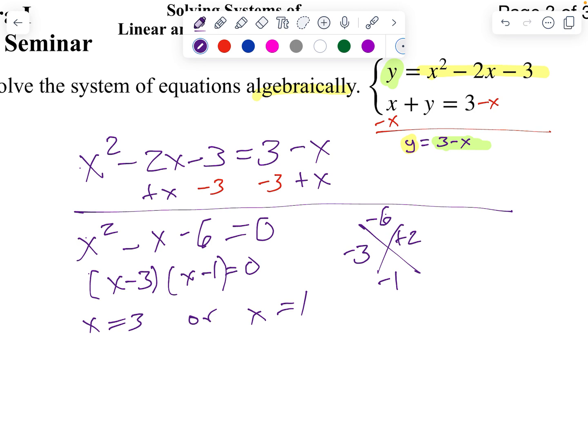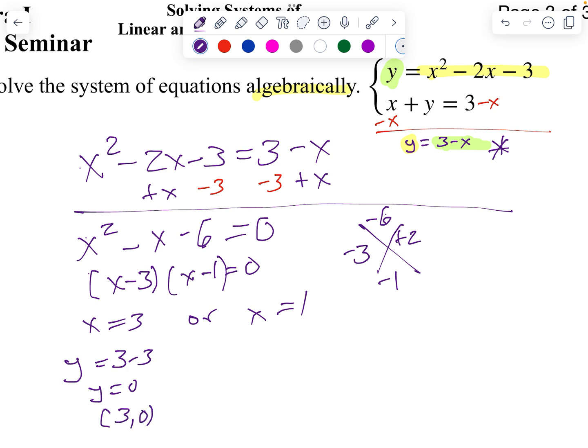Now to find y, I'm going to substitute 3 back in for one of my equations. I'm going to use my equation down here because I think that's easiest to use. So I'm going to say y equals 3 minus 3, y equals 0. So one of my solutions is going to be 3, 0.